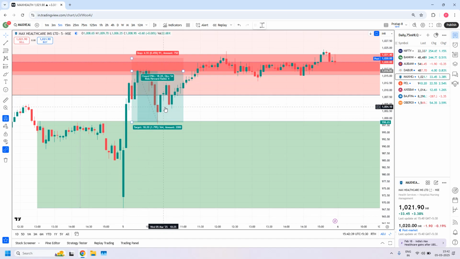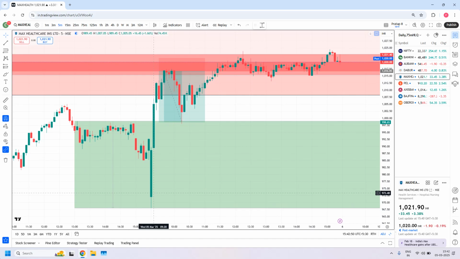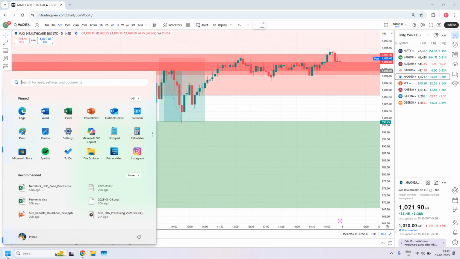Moreover, already good RR we got, 1:4 RR. And ROI is also good. Our average ROI is 6%. This one has given, I think, around 7.5% ROI. Let me open the Excel sheet.